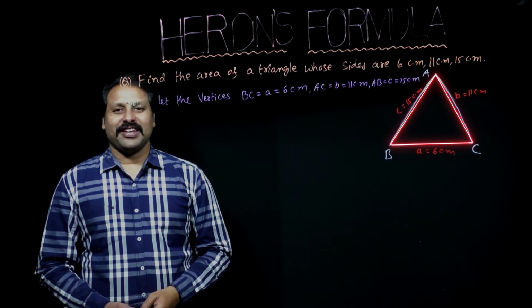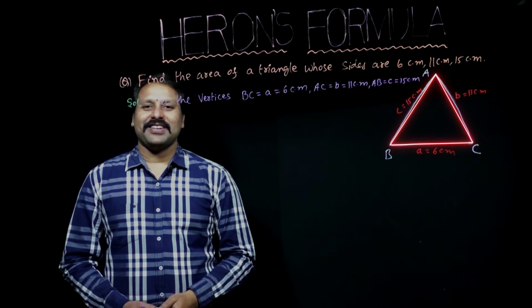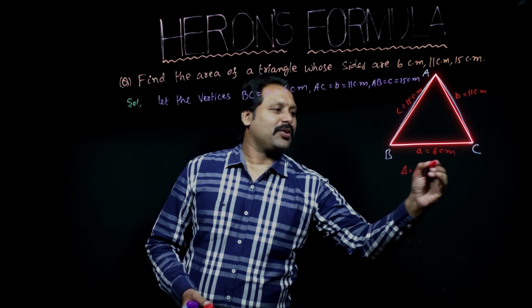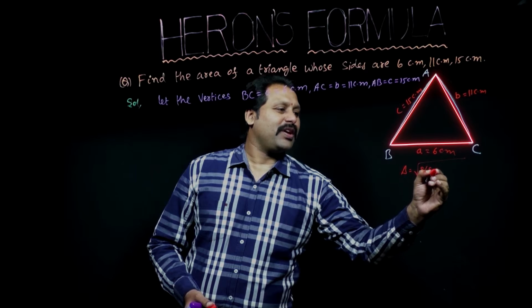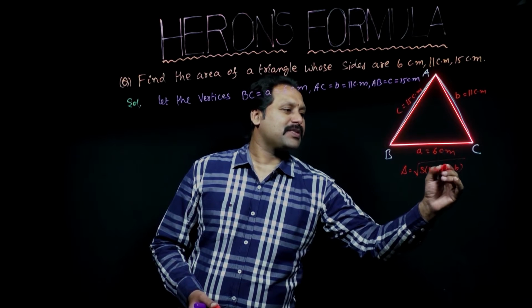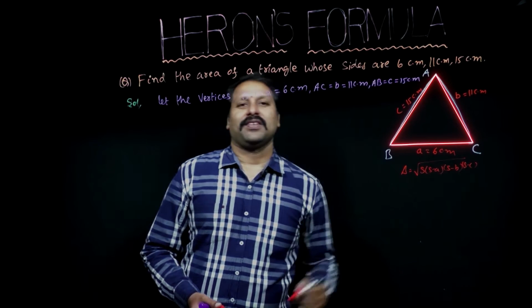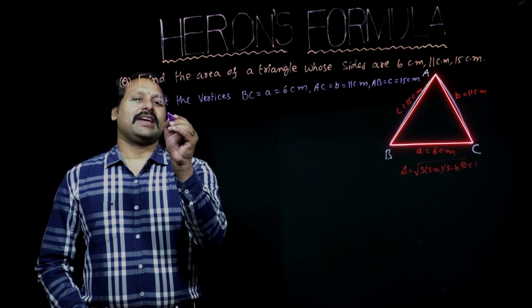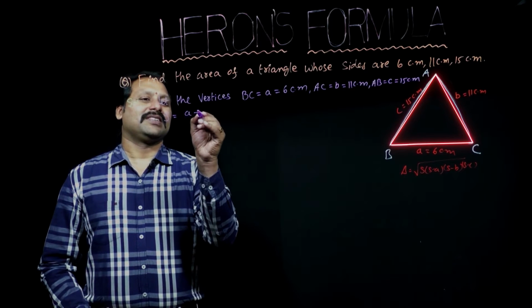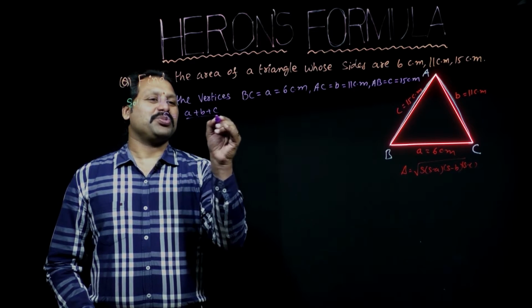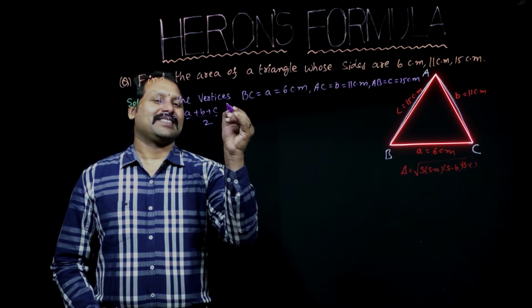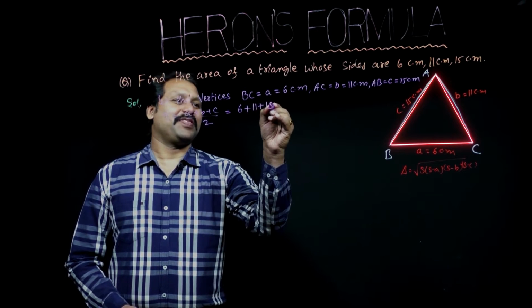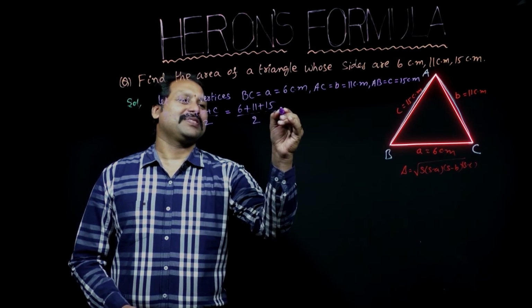So, by using Heron's formula, area of the triangle is going to be under root s into s minus a, s minus b, s minus c. So, first we should find out s value. S equal to a plus b plus c by 2. That is 6 plus 11 plus 15 by 2.